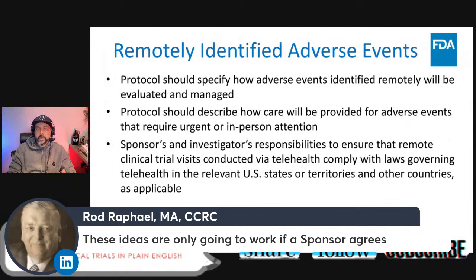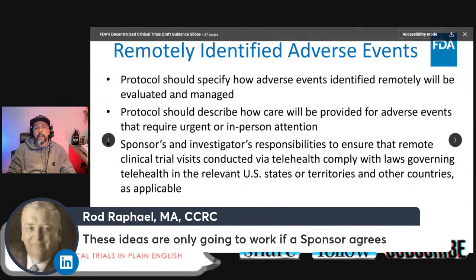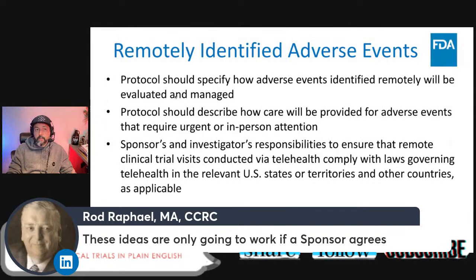It's evaluated and managed the exact same way it's managed in the clinic. It's documented contemporaneously and entered in the EDC. And the PI is made aware.